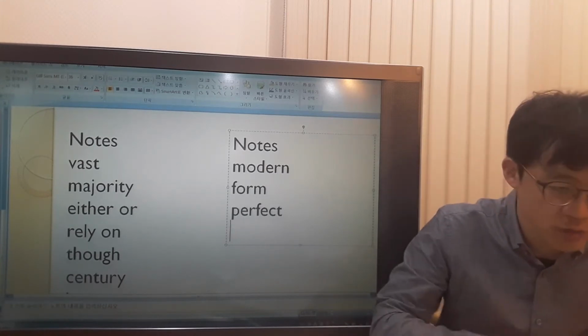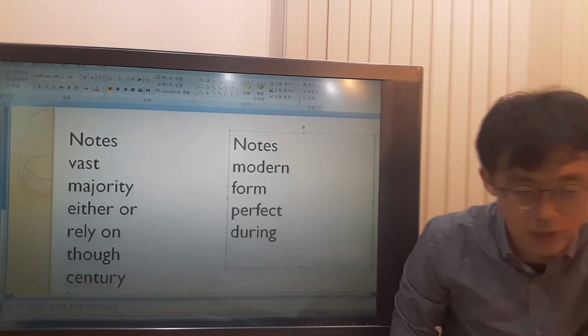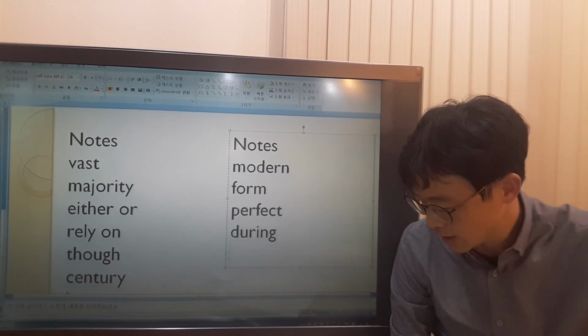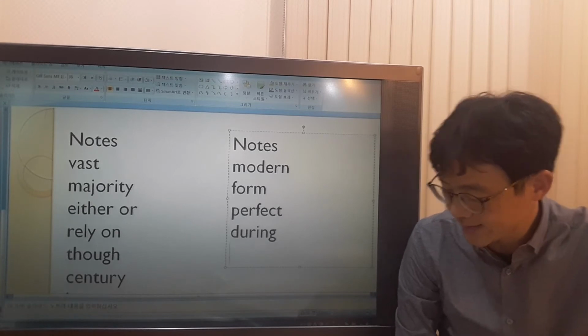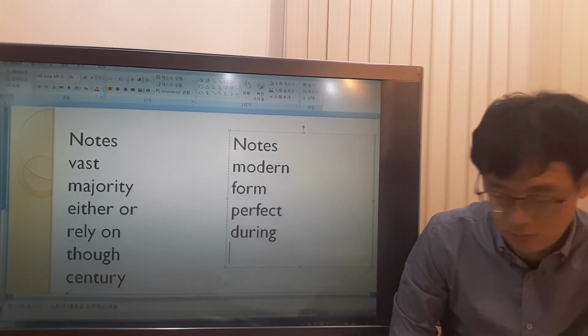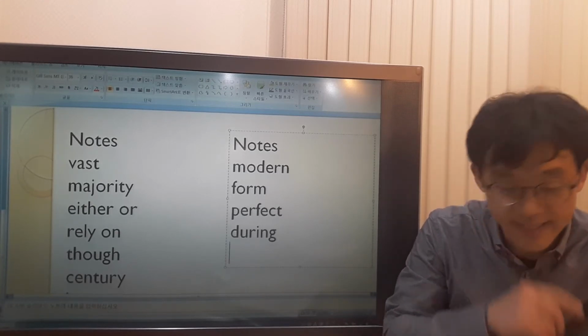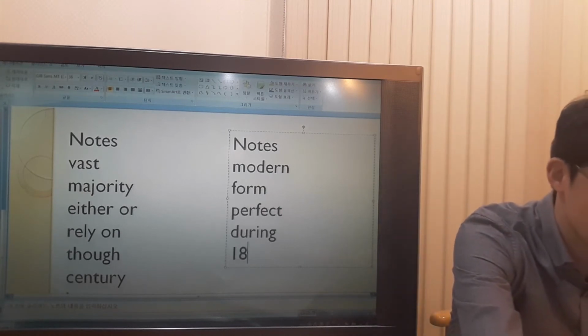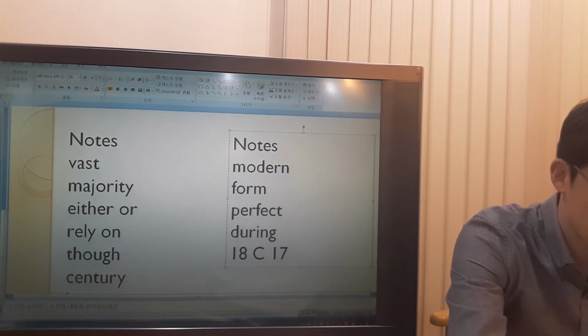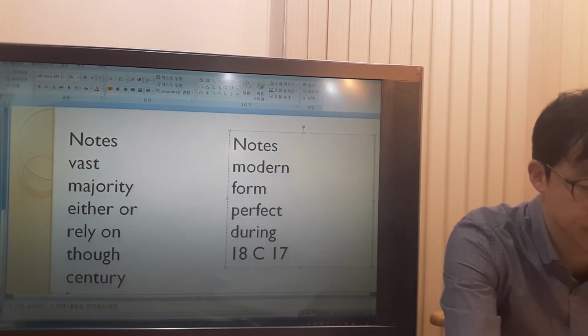This happened during, what does during mean? During means at the period of, okay? 18th and 19th centuries. What is the 18th century? 18th century is 17 something. Do you understand?